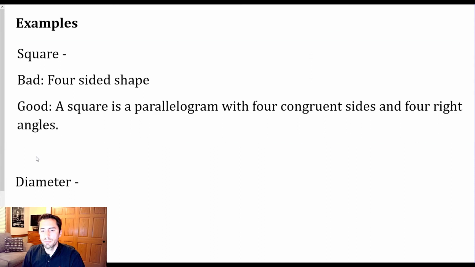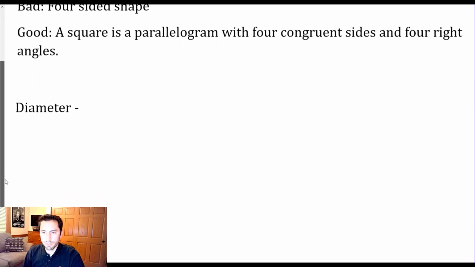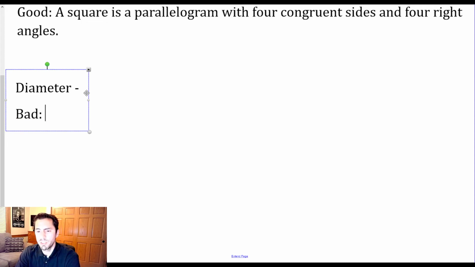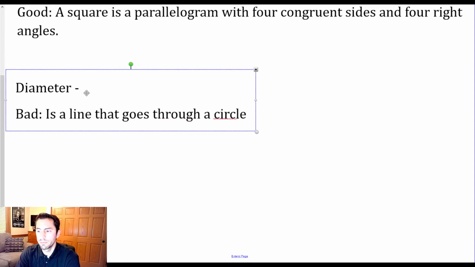Let's try one more to talk about the difference between good and bad again. So diameter. So the diameter in a circle, you can kind of visualize what that would look like. But a bad definition would just be to say maybe a diameter is a line that goes through a circle. Yeah, this is very vague. And in fact, it's more than vague, it's incorrect. A diameter is not a line. It does not continue forever. And actually it goes through a very specific part of the circle. So these are things that we need to include in our definition.